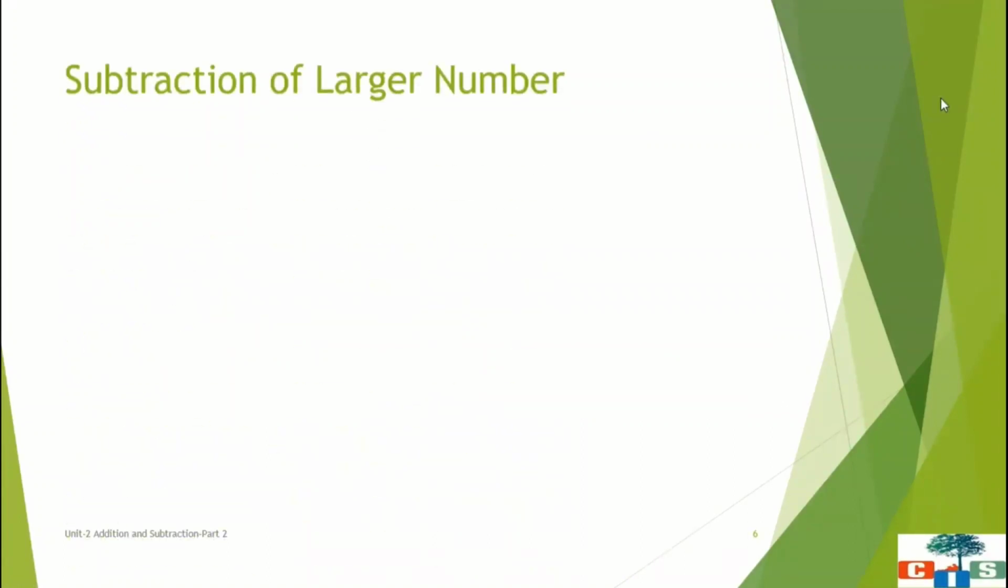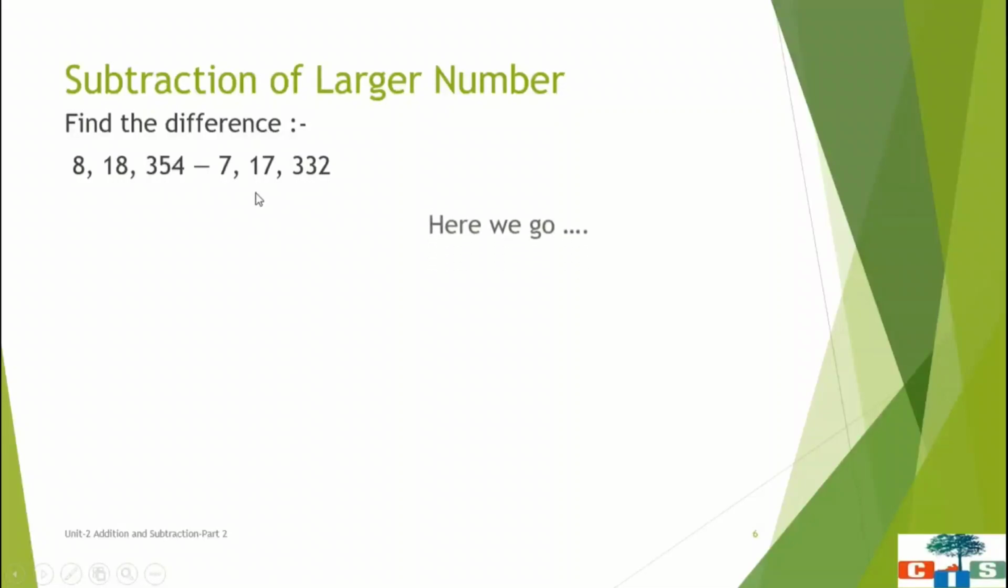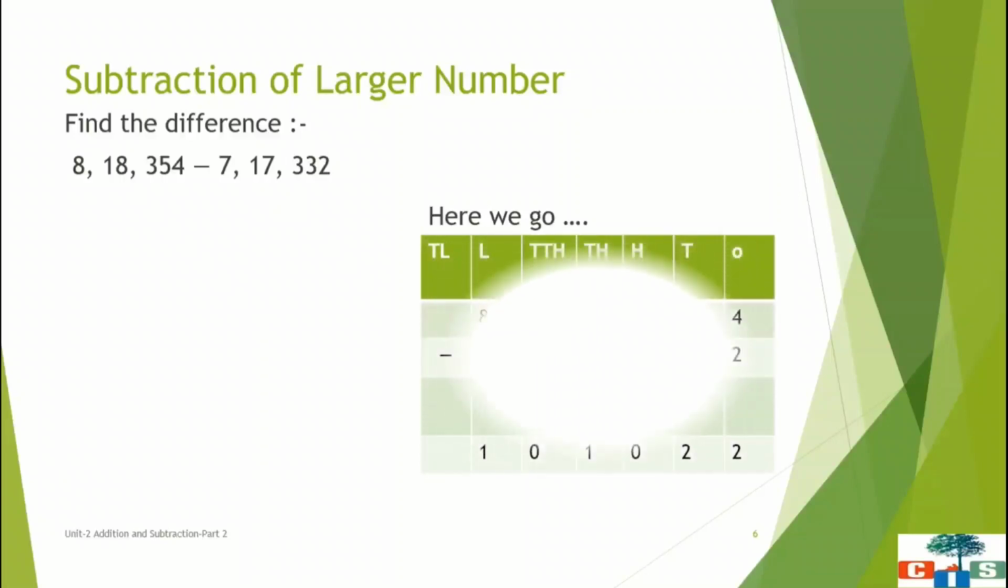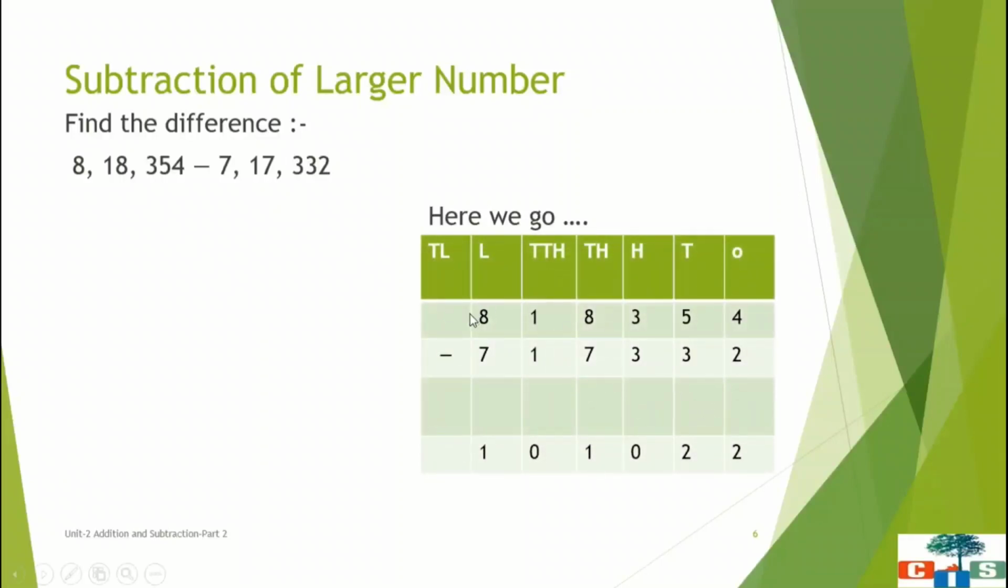Now we'll see subtraction of larger numbers. First example we have with us: 8,18,354 minus 7,17,332. Now we will see how to subtract this number. First of all, arrange this number in column according to the place value chart.